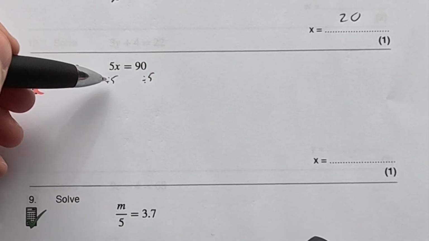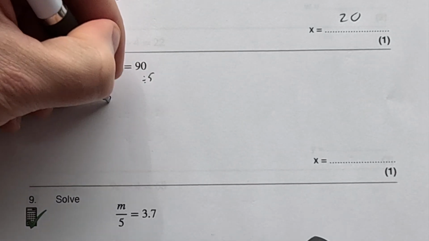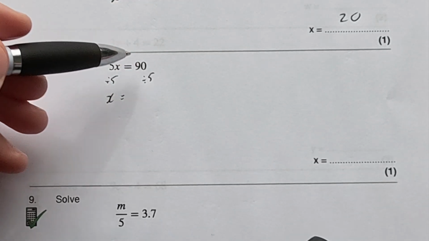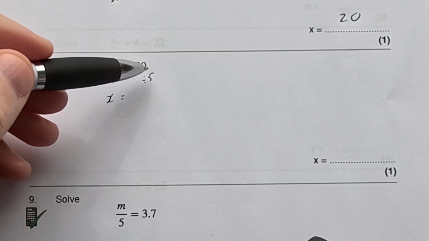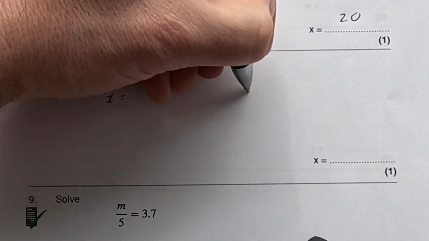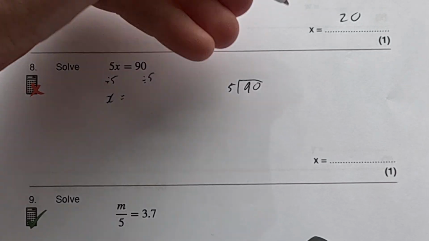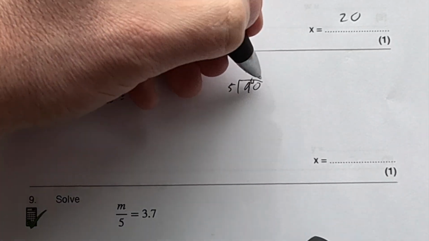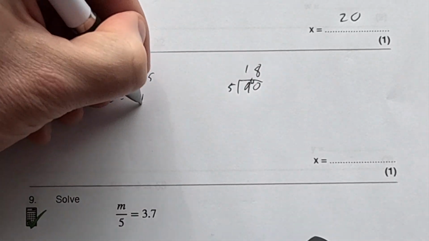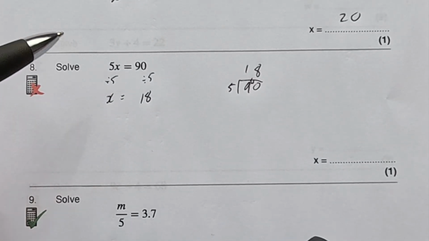So 5x divided by 5 would be 1x, or just x. And on the right hand side of the equation, we've got 90 divided by 5. Now I'm going to use the bus shelter method here. 90 divided by 5. How many 5s go into 9? 1, remainder 4. And how many 5s go into 40? That's 8. So that'll be 18. So x equals 18. And we can check our answer.